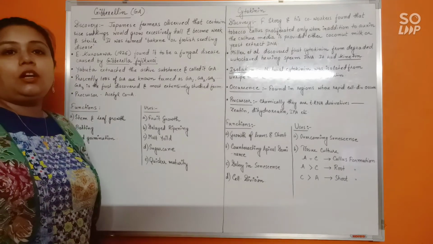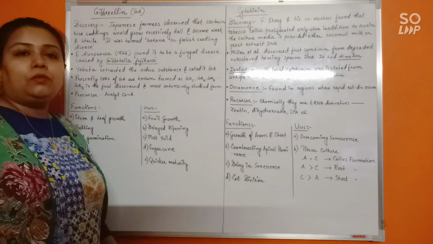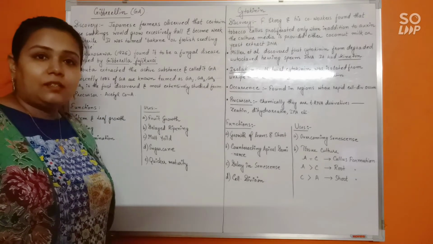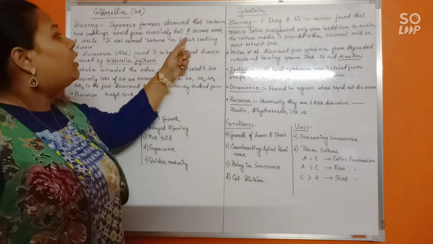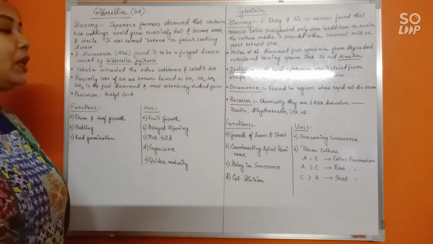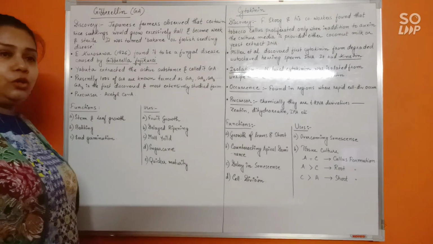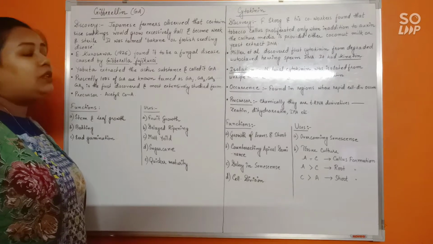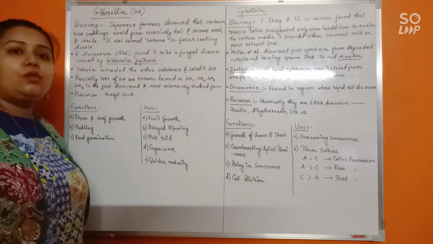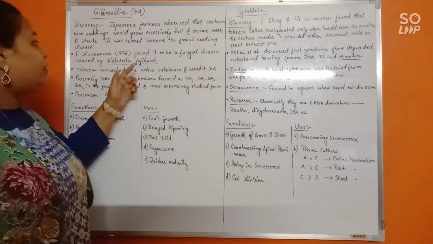So this particular problem was then identified to be a plant disease, and the disease was named Bakanae, or foolish seedling disease. Later on, plant pathologist E. Kurosawa in 1926 found it to be a fungal disease that was caused by the fungus Gibberella fujikuroi.